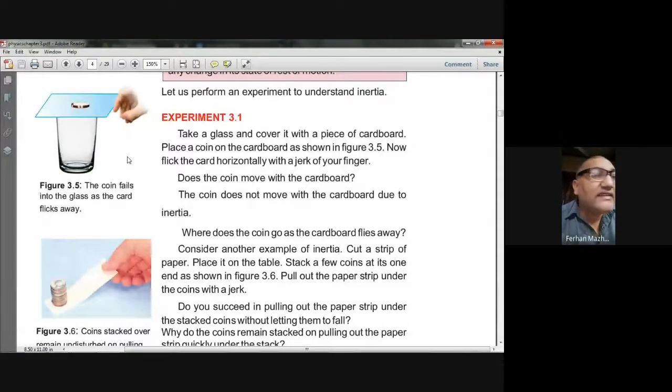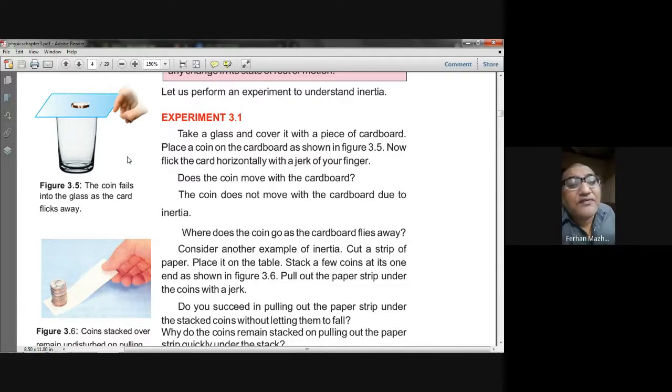The coin does not move with the cardboard due to inertia. The coin will not go with the cardboard. It will fall into the glass. Where does the coin go as the cardboard flies away? The coin will drop into the glass. You can do this experiment at your home.